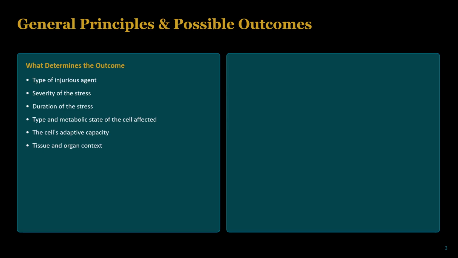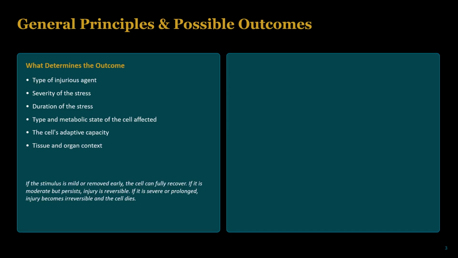But there is something worth mentioning, that if the stimulus is mild or removed early, the cell can fully recover. If it is moderate but persists, injury is reversible. If it is severe or prolonged, injury becomes irreversible and the cell will undergo cell death. So these factors are very high yield for your exams, and the next thing we'll be talking about is the outcomes.